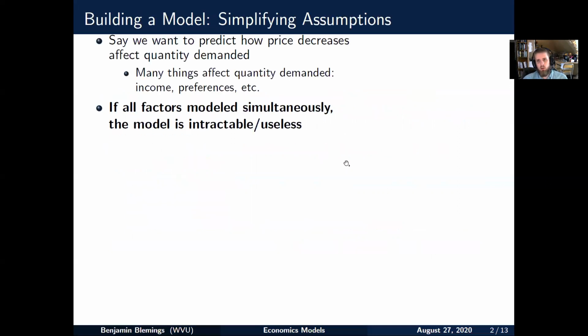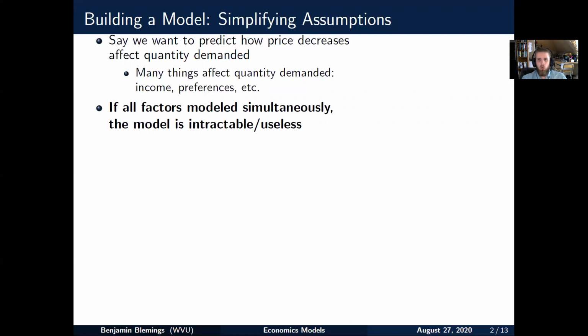So I want to talk about the nuts and bolts of building a model. One of those is that you have to make simplifying assumptions. Say we want to predict how price decreases affect the quantity demanded of a specific good in a supply and demand framework. We know that many things can affect how much an individual values an object, things like income and preferences. But if all factors are modeled simultaneously, then the model is intractable, useless, and it's impossible to say how a change in one variable will affect another variable.